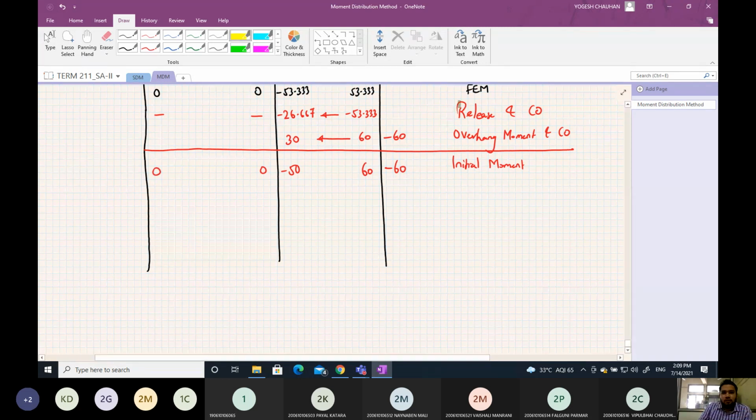So when you have an overhang case, you have to not only release and carry over for the far end simple, but also carry over the overhang moments. So this will be your additional step.